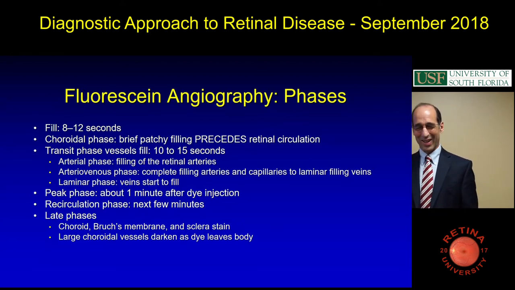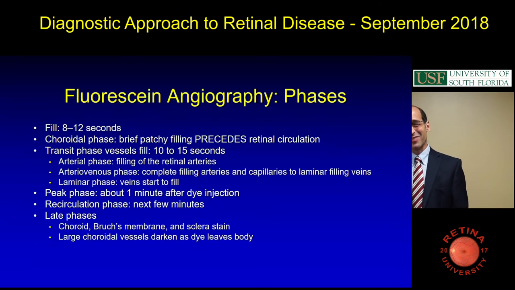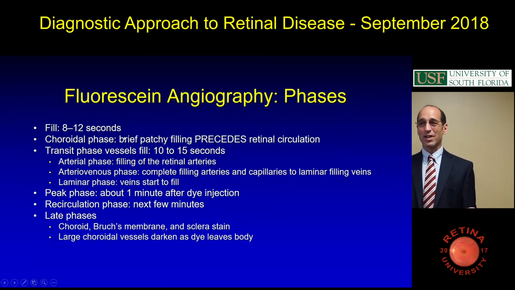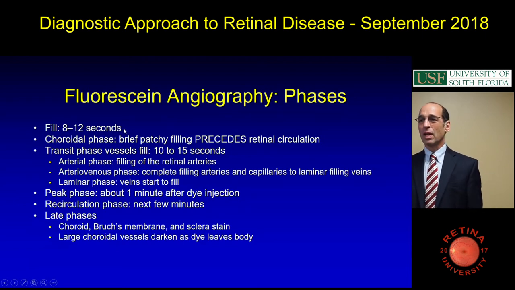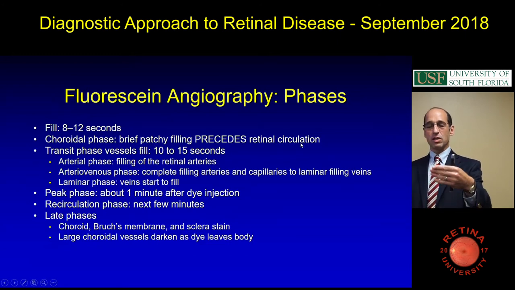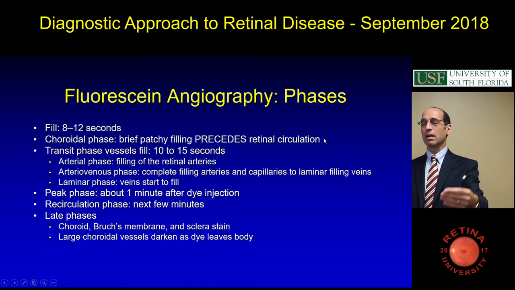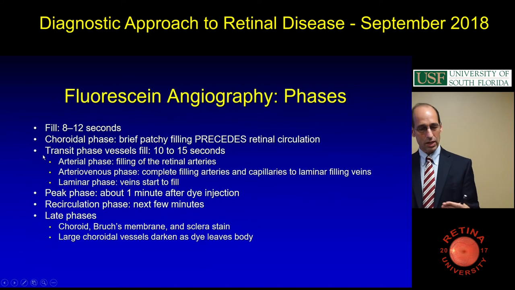So these are all the phases, and I wanted to talk about this because we're always going phase. So the fill is in the first 8 to 12 seconds, and that's when it first hits the eye. And then there's a brief choroidal, actually that's not really a phase because it's dark. The choroidal phase is the first phase, and that's super, super short. It's less than a second. The choroid fills and the retinal vessels are dark. And you can see the brightness in the choroid. And it's sometimes patchy filling. It's a little tricky now because you're seeing the autofluorescence too from the RPE.